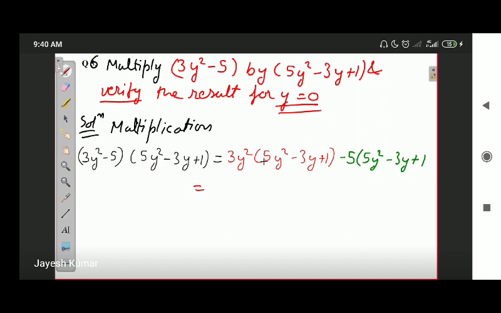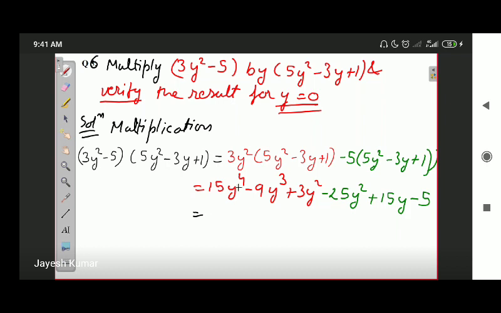So 3y square into 5y square is 15y to the power 4. 3y square into minus 3y is minus 9y cube. 3y square into plus 1 is plus 3y square. And here minus 5 into 5y square is minus 25y square. Minus 5 into minus 3y will be plus 15y, and minus 5 into 1 is minus 5.